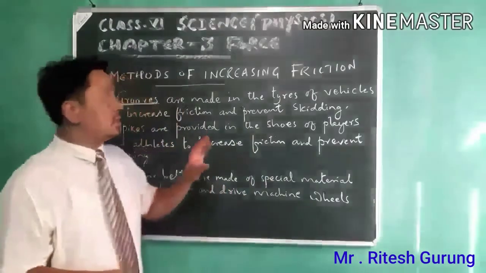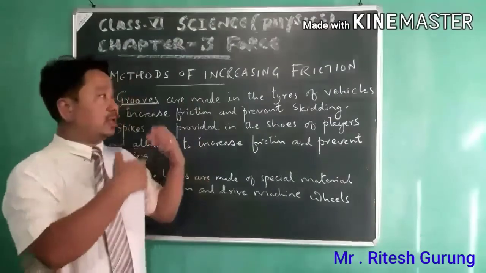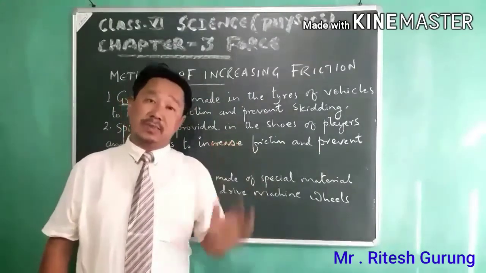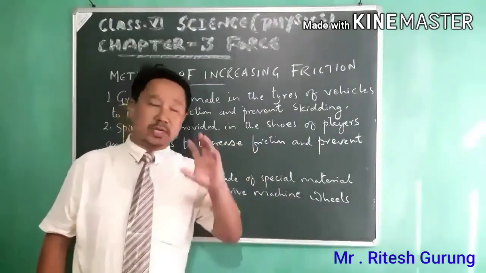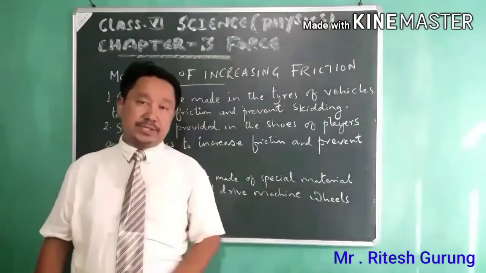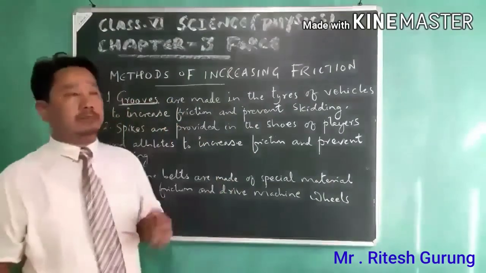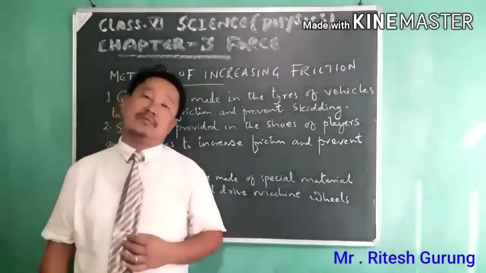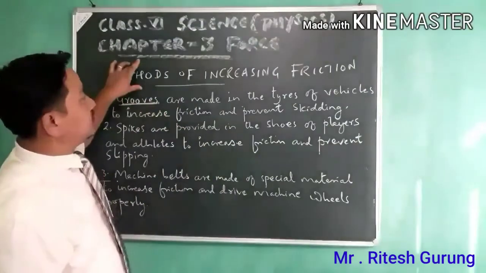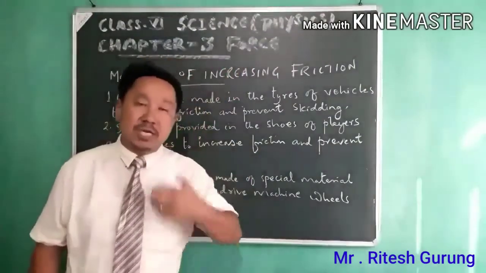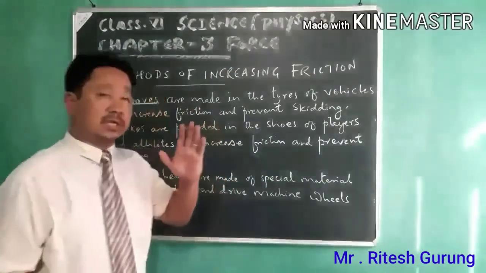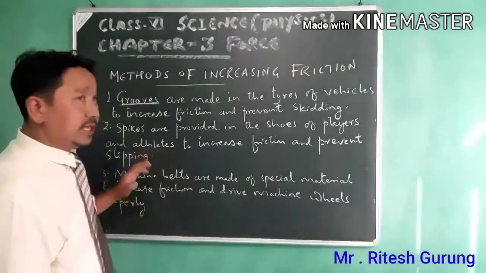So accordingly we have got the methods. Wherever we need it, there we can increase it, and wherever we don't need it, we can decrease it. So there are methods for both purposes. Here particularly we'll talk about methods of increasing friction and methods of decreasing friction. That way we can make use of this science in our day-to-day life. First we'll talk about methods of increasing friction. How can we increase friction? That is mainly what we talk about today in this session.